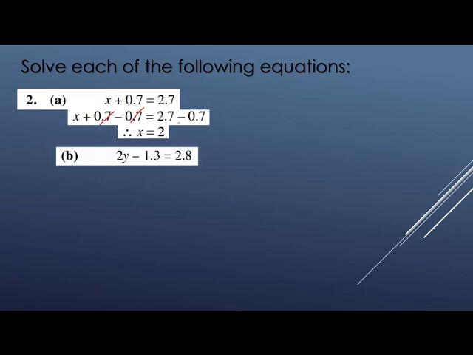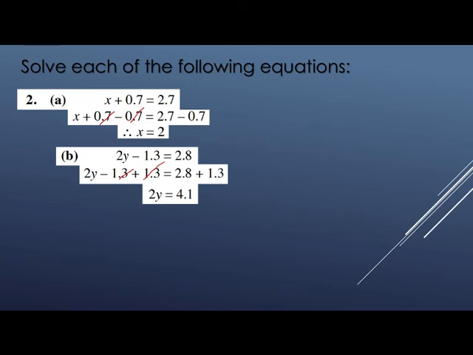Now we have the b part. In the b part we have 2y minus 1.3 is equal to 2.8. What you will do, simply add 1.3 to make this value 0 on both sides. You will get this. Simply cancel this value, you will get 2y is equal to 4.1. Then you have to divide by 2 to make y all alone. So you will do like this. Now we have 4.1 divided by 2. How can you divide it?